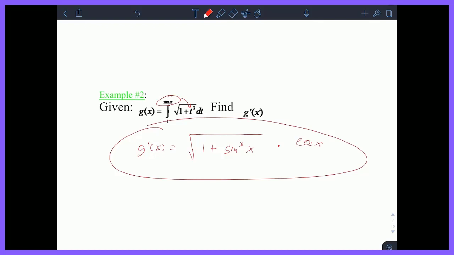All right? So there you have a little bit of work with the fundamental theorem of calculus part 1 and 2. Both of them, they're both important. I'm going to stop recording now.